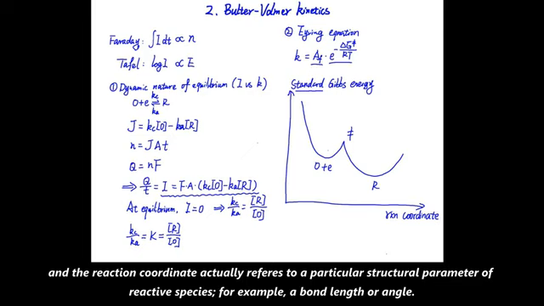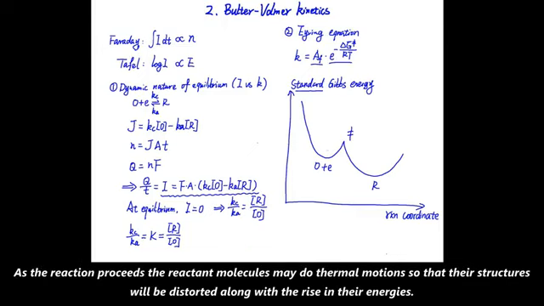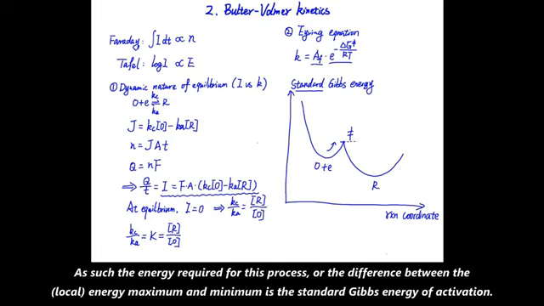The reaction coordinate actually refers to a particular structural parameter of reactive species, for example a bond length or angle. Most reactant and product molecules are considered to stay at the minimum of their energy distribution curves. As the reaction proceeds, the reactant molecules may undergo thermal motion so that their structures will be distorted, along with the rise in their energies. And when it reaches the transition state, the molecules have a transitional molecular geometry in between reactant molecules and product molecules. As such, the energy required for this process, or the difference between the energy maximum and minimum, is the standard Gibbs energy of activation.